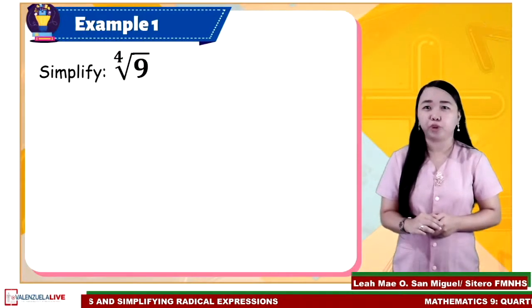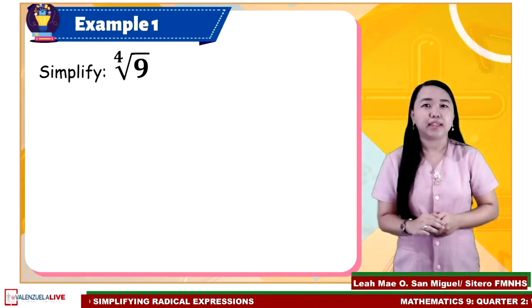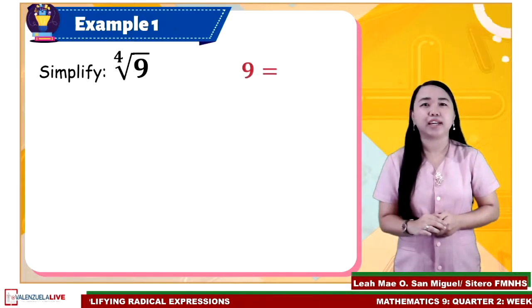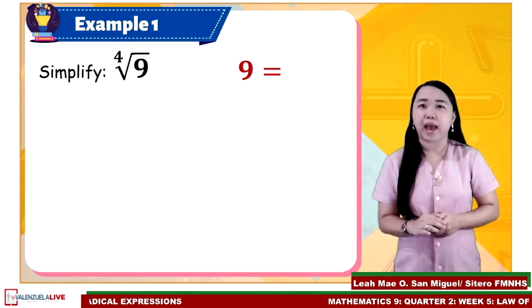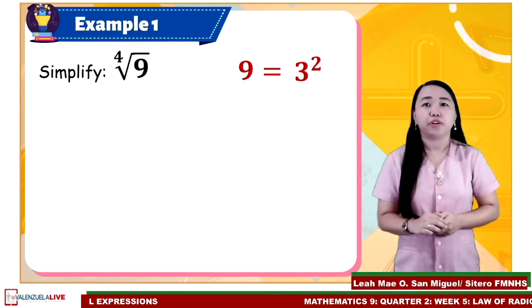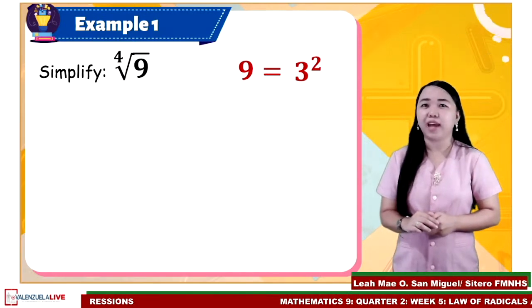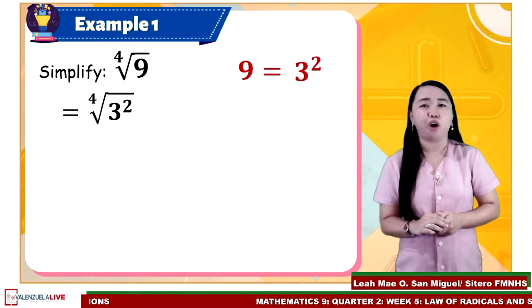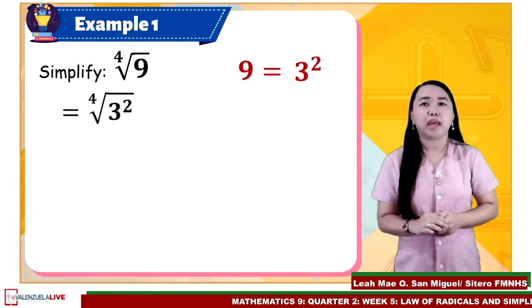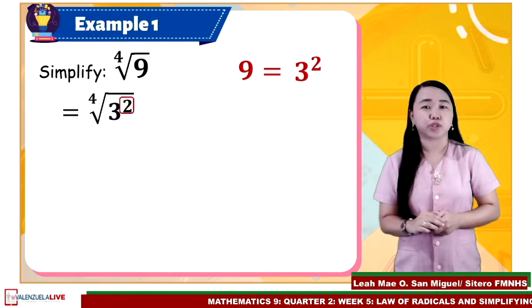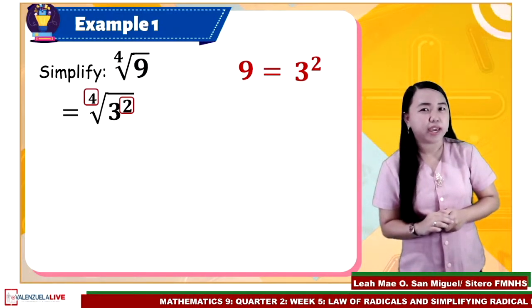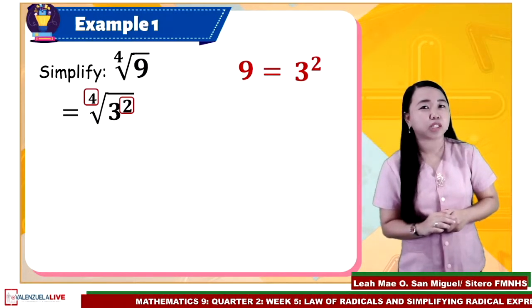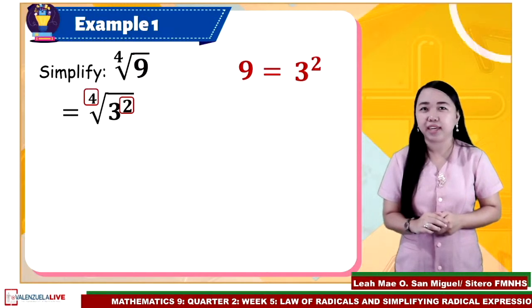Simplify fourth root of 9. In this example, the radicand 9 is a perfect square and can be expressed as 3 squared. Thus, we can rewrite the radical as fourth root of 3 squared. The exponent of the radicand is 2 and the index is 4. Is there a common factor between the exponent of the radicand and the index?